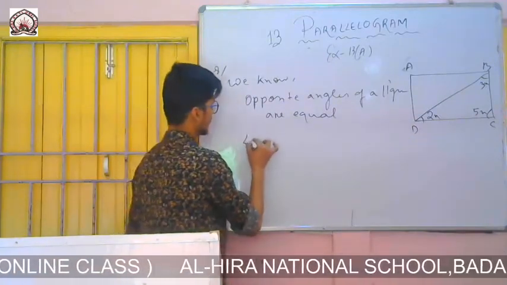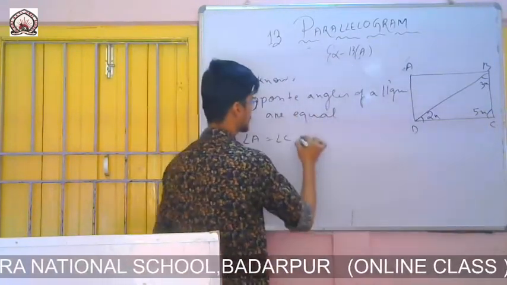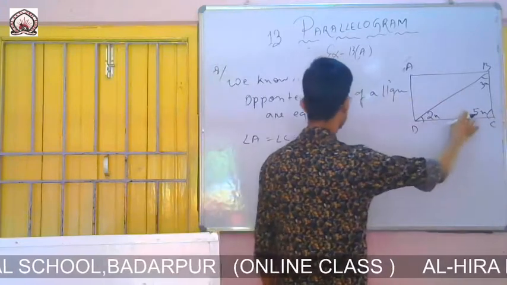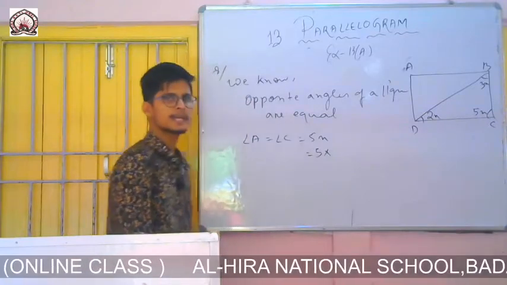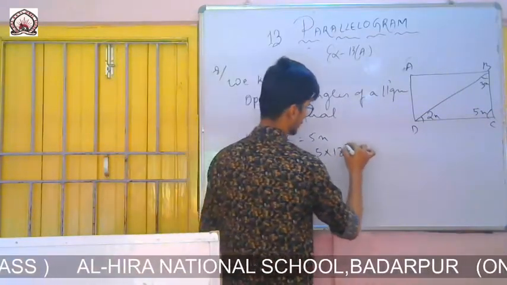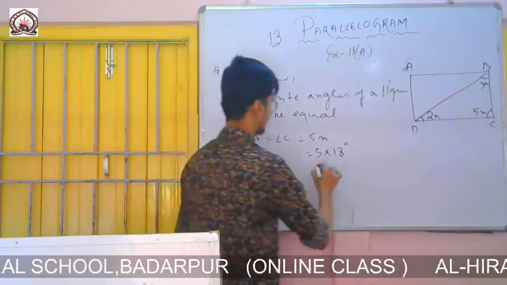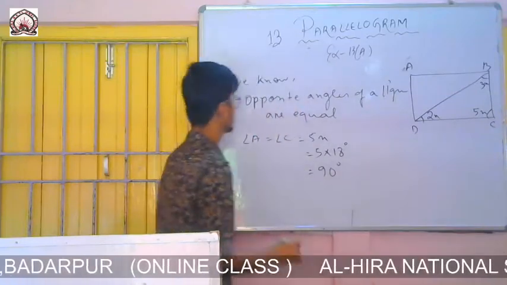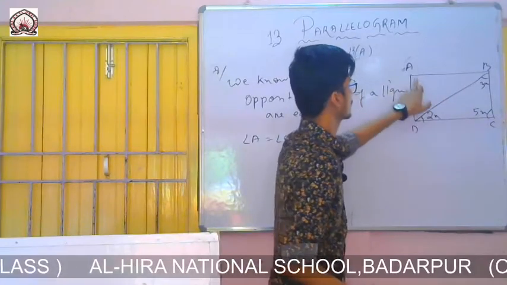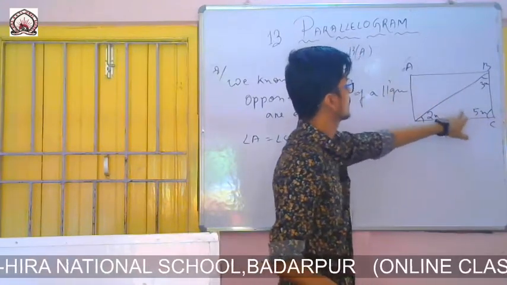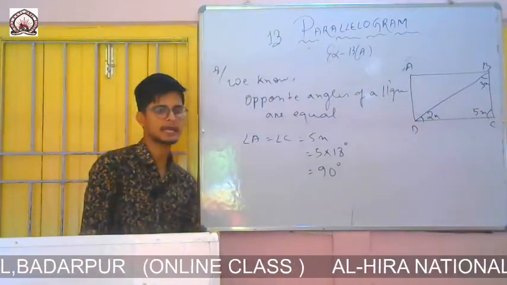That means angle A and angle C are equal, and angle C is given as 5x. We know the value of x is 18 degrees, and 5 into 18 is 90 degrees. So angle A and C, these are the opposite angles. So I can write angle A equals angle C, which equals 90 degrees. Now the question is to find the other angles.